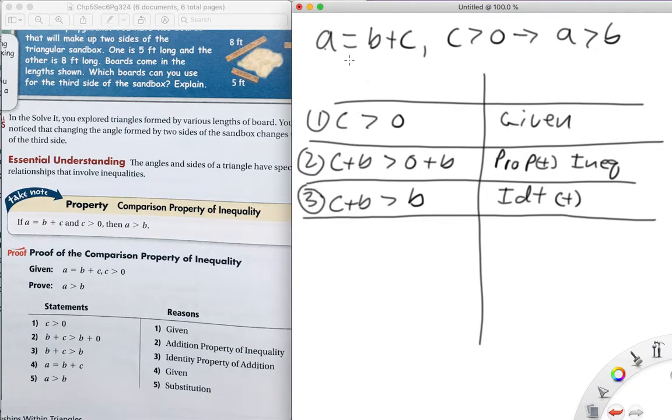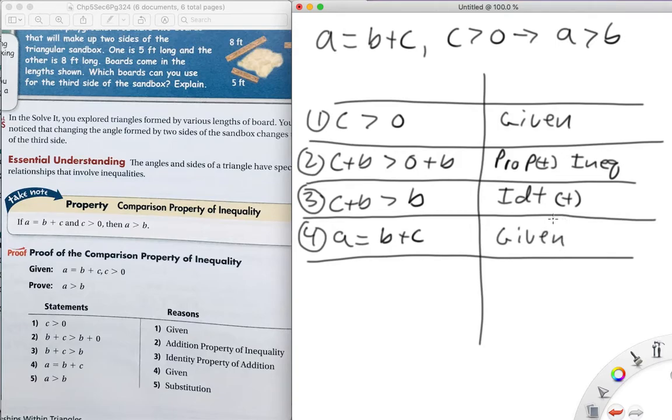We also have this other given here. We have that A is equal to B plus C. Given. So let's look here. I have B plus C, I have B plus C. I can substitute it in. I can't use transitive because I have an inequality symbol here and an equal symbol here, so that's not going to work. The only thing I can use is substitution. I'm going to substitute A for B plus C.